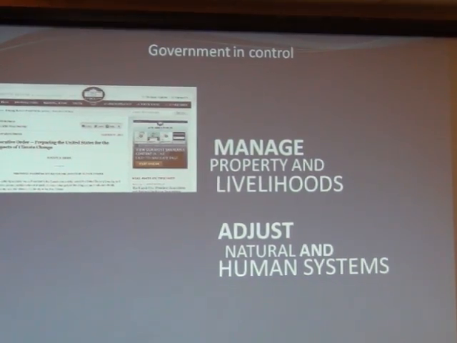I mean, do you get the scope of what I just said? This is mammoth. The President of the United States is saying his federal agencies have the authority to manage property. They have authority to manage livelihoods and to adjust natural and human systems, all as a response to climate change. 1984. Any excuse?